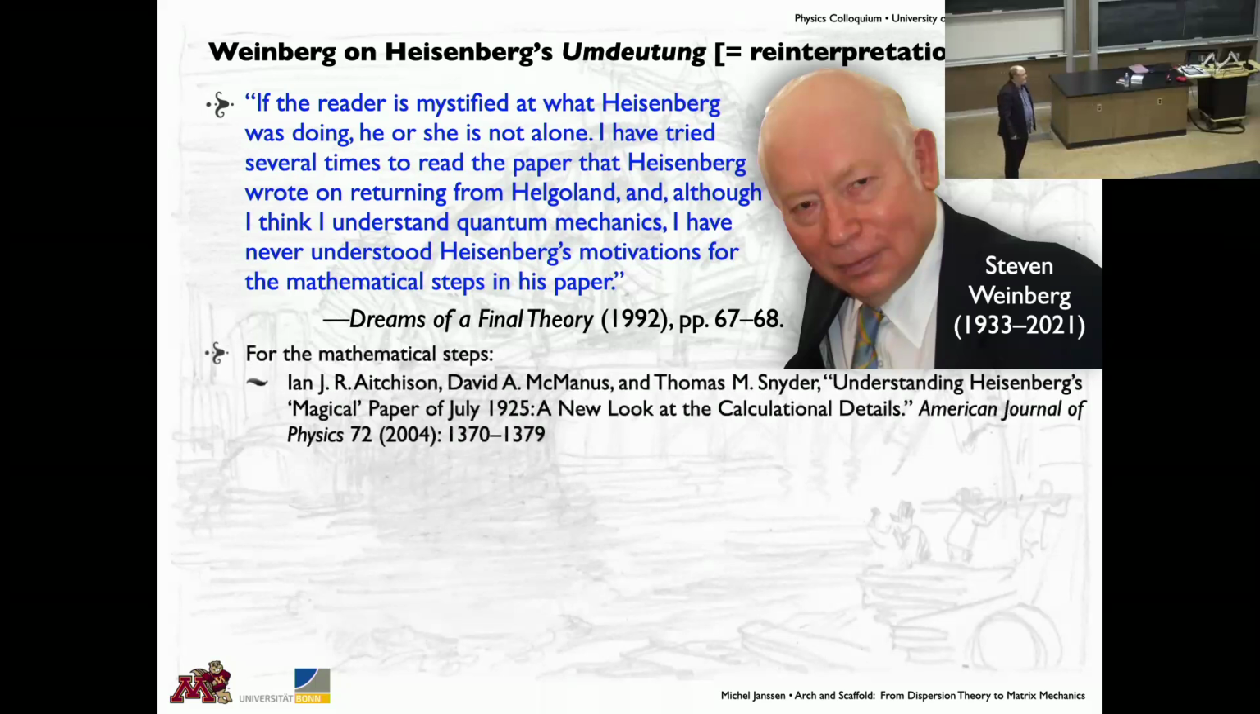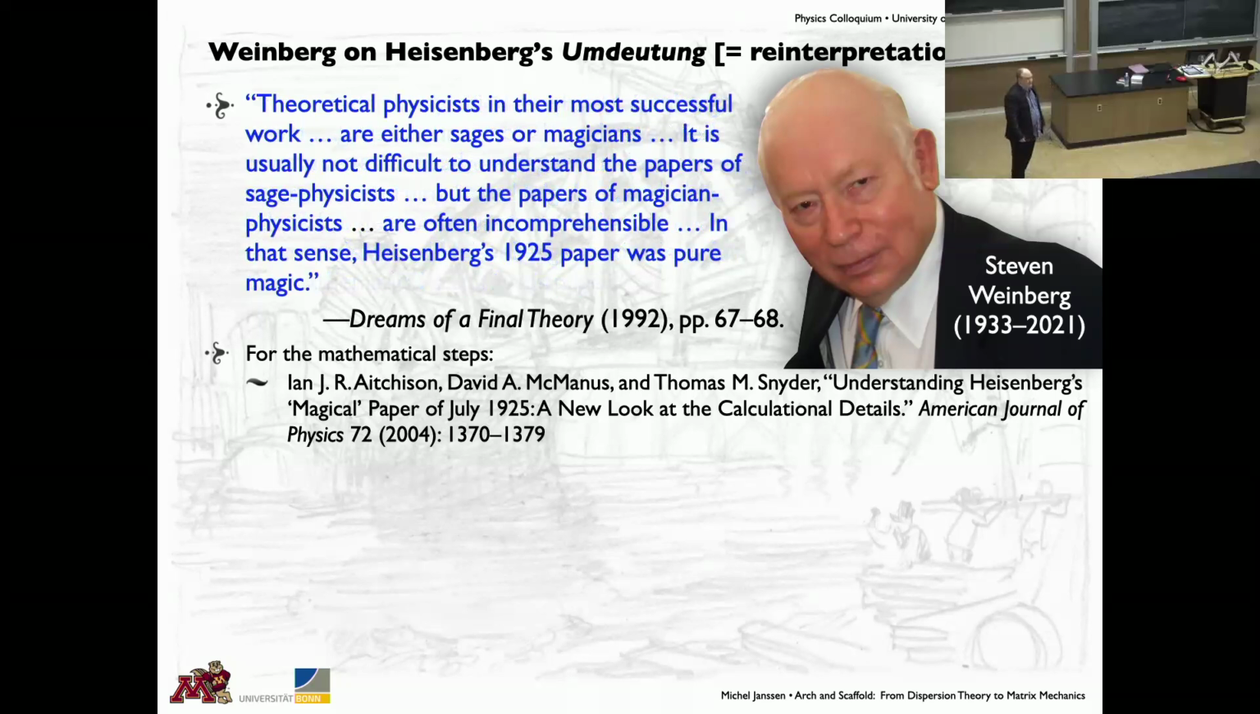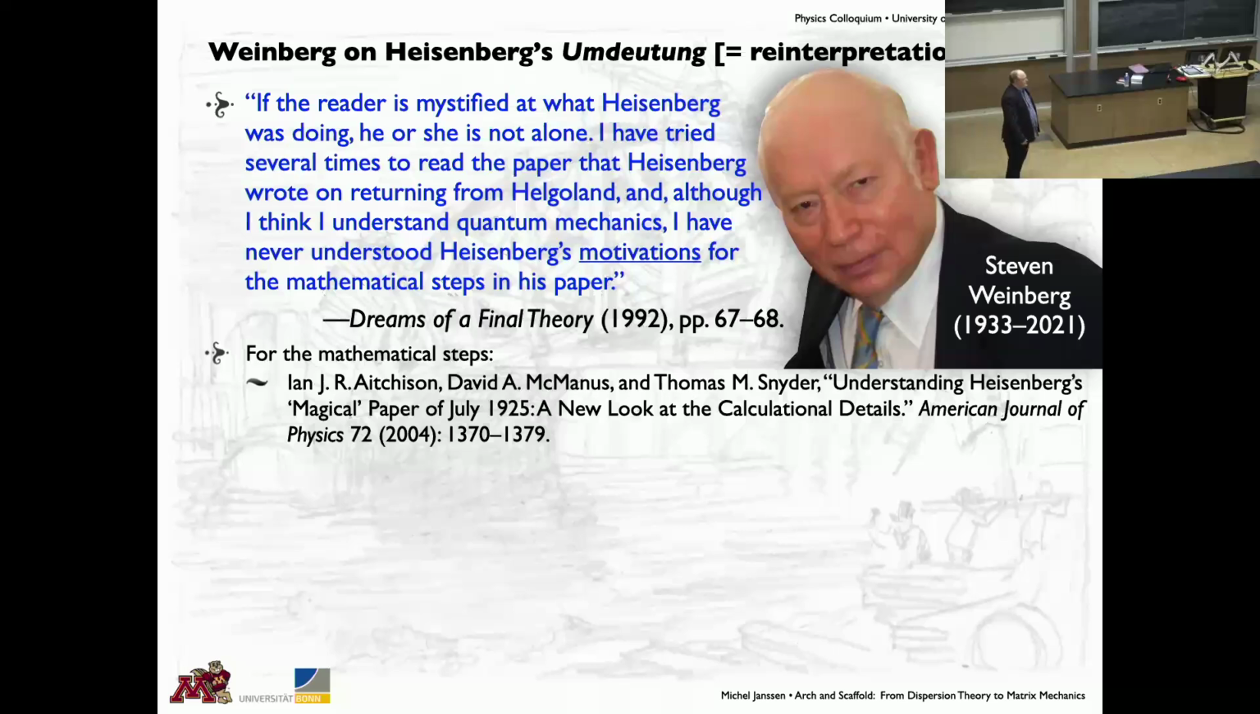Now, there's a very nice paper that I can highly recommend by Aitchison et al. that fills in these steps: Understanding Heisenberg's Magical Paper, a New Look at the Calculational Details. And for magical, you need to look at the rest of this quote where he says, theoretical physicists in their most successful work are either sages or magicians. It's usually not difficult to understand the paper of the sages, but the papers of the magicians are often incomprehensible. Heisenberg's 1925 paper was pure magic. Okay, that's where the quote comes from. Now note that Weinberg doesn't say that he doesn't understand the calculational details, he doesn't understand the motivations for them.